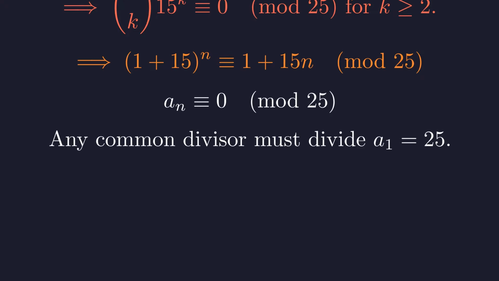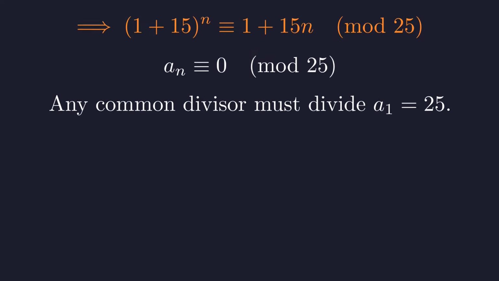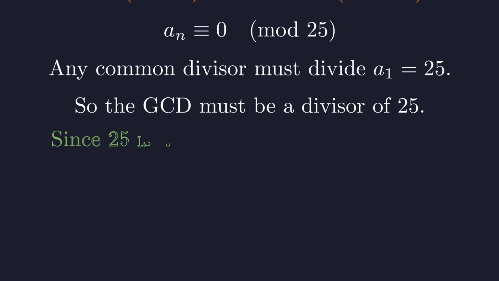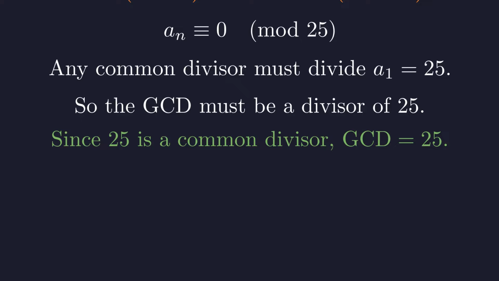Now, we must show that 25 is indeed the greatest possible common divisor. Any common divisor must divide the first term, which is 25. Therefore, the greatest common divisor must itself be a divisor of 25. Since 25 is a common divisor, and it's the largest possible divisor of itself, it must be the greatest common divisor.